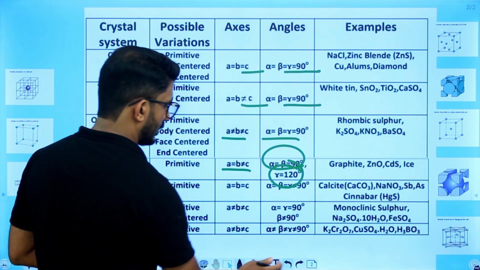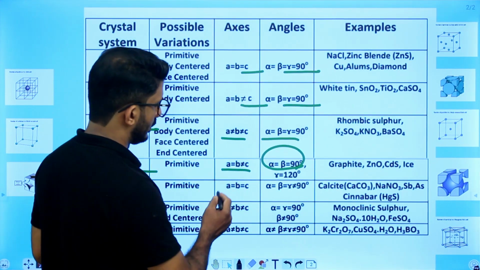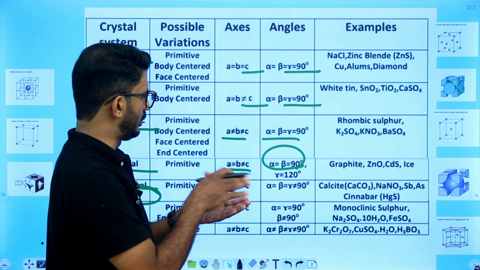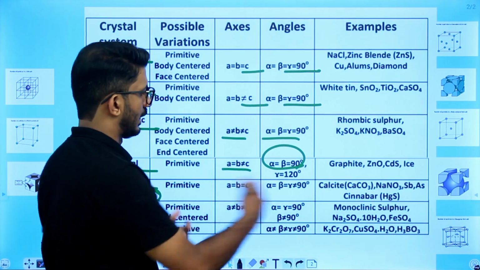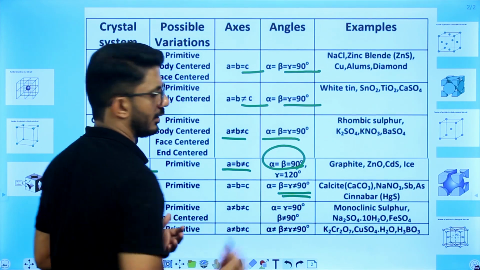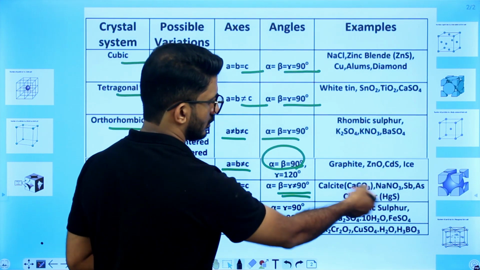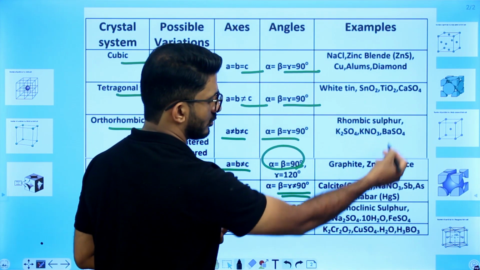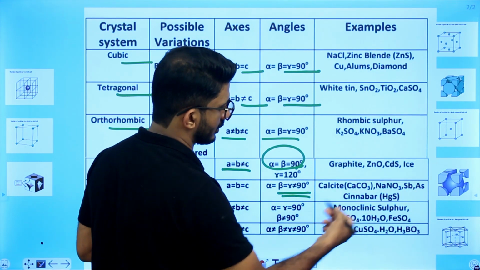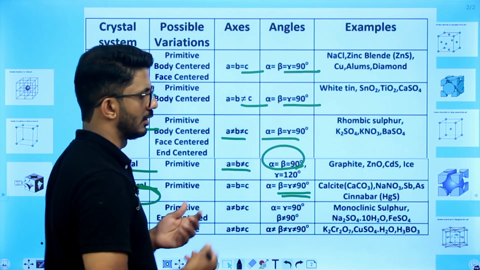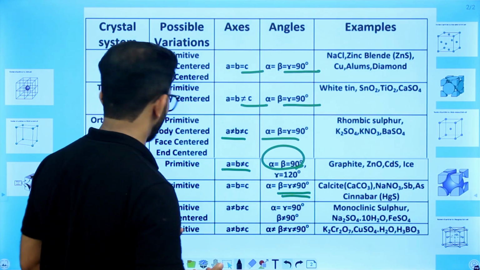Okay, and the next one, rhombohedral. A is equal to B is equal to C. Rhombohedral, I said, if you just press a cube, the angle will change. Not equal to 90, that is the only difference. Calcite, calcium carbonate, limestone, that is limestone. Calcite is limestone. NaNO3, sodium nitrate. Sb, antimony. Arsenic, cinnabar is an ore of mercury, that is HgS, mercuric sulfide.